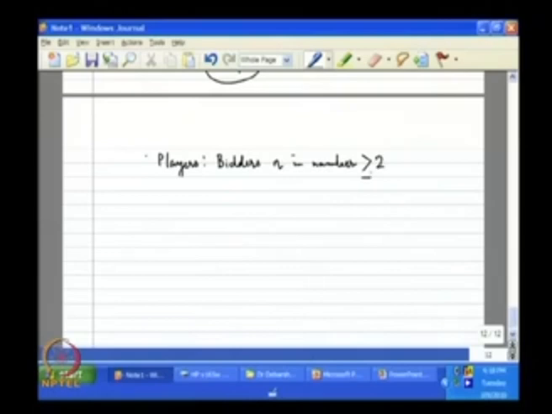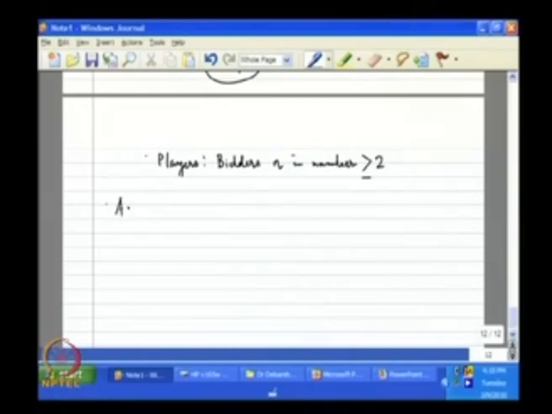So, who are the players? The players are the bidders, and they are n in number. N can be any value as long as it is greater than or equal to 2. There cannot be any auction if there is just one player, one bidder to get the object.